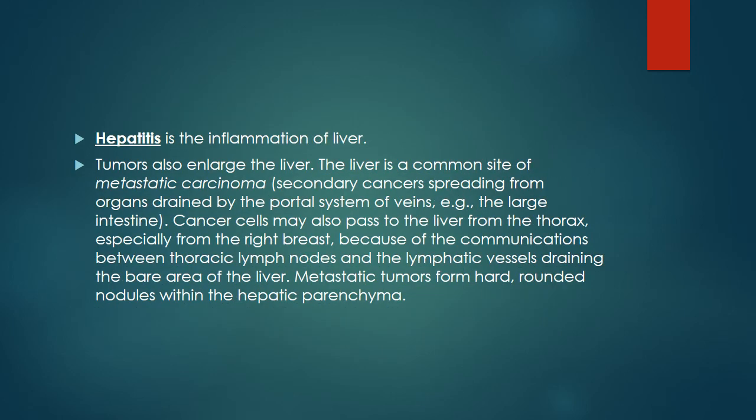Hepatitis is the inflammation of the liver. Then the liver is a common site of metastatic carcinoma, the secondary cancer spreading from organs drained by the portal system of veins. Cancer cells may also pass to the liver from the thorax, especially from the right breast, because of the communications between thoracic lymph nodes and lymphatic vessels draining the bare area of the liver. Metastatic tumors form hard, rounded nodules within the hepatic parenchyma.